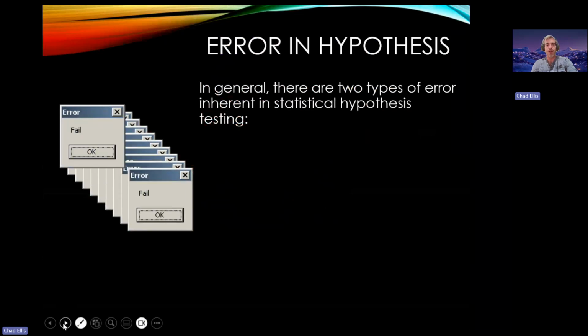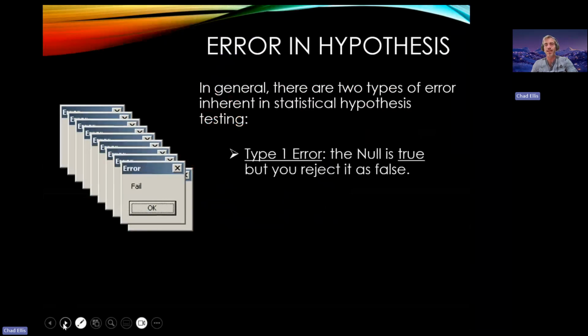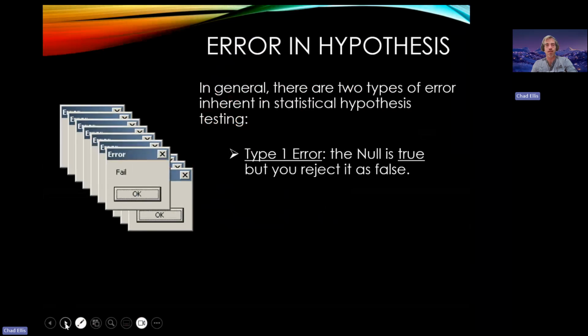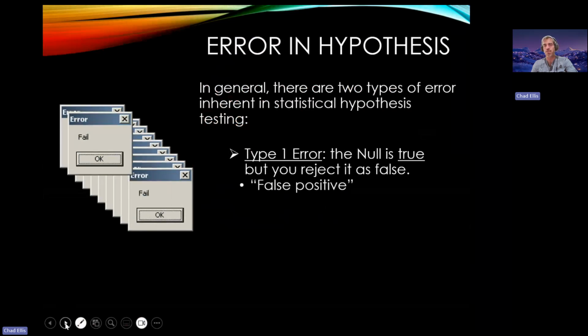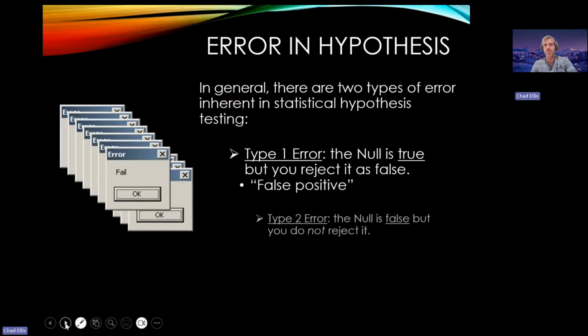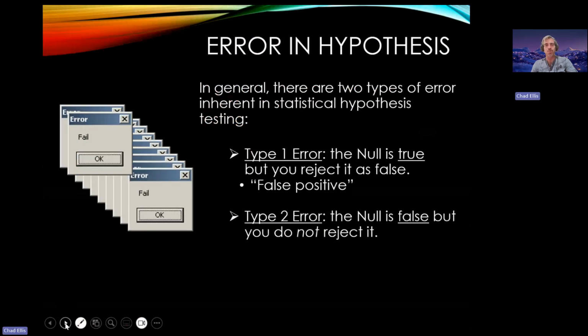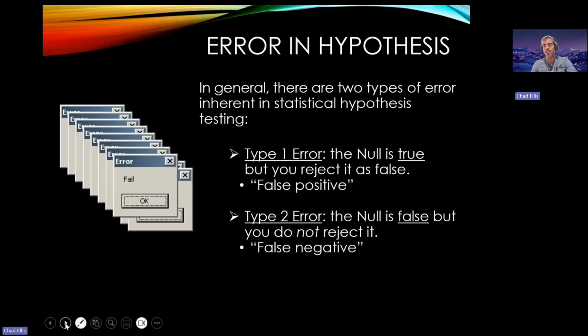So the first type of error, known as a type 1 error, is when we have a true null hypothesis, but we reject it. So the null hypothesis is actually the correct answer, the real answer, but our test tells us to reject it when we shouldn't. So that's sometimes referred to as a false positive. The opposite of that is a type 2 error, where the null is false, but we fail to properly reject it. So this is called a false negative. We should reject the null hypothesis, but we fail to do so.